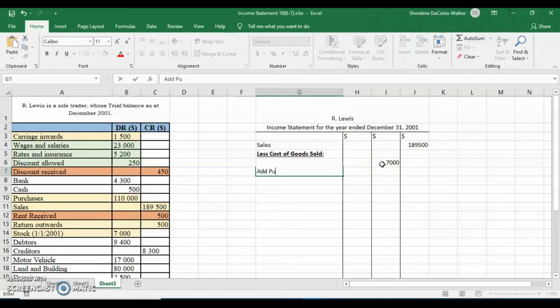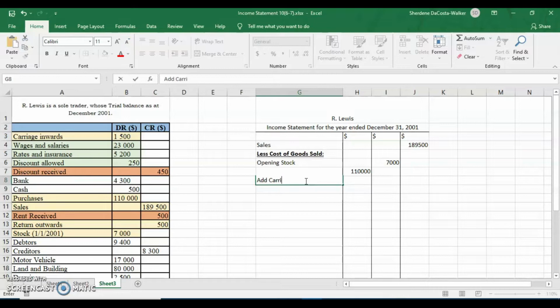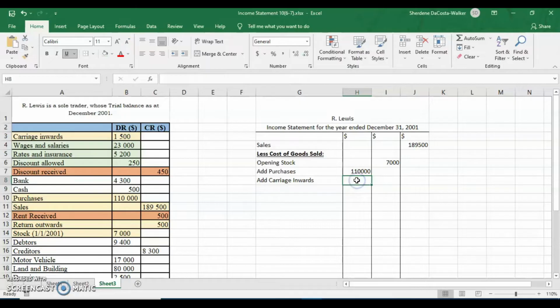Then I'm going to add purchases. Now because I have return outwards and I have carriage inwards, I will put my purchases figure in the first column. So at this stage, we're going to add the carriage inwards. Now, if it has carriage outwards, that's an expense, bringing the goods to your customers. So we're going to add this figure. The total we're going to put below it. Go ahead and we add them.